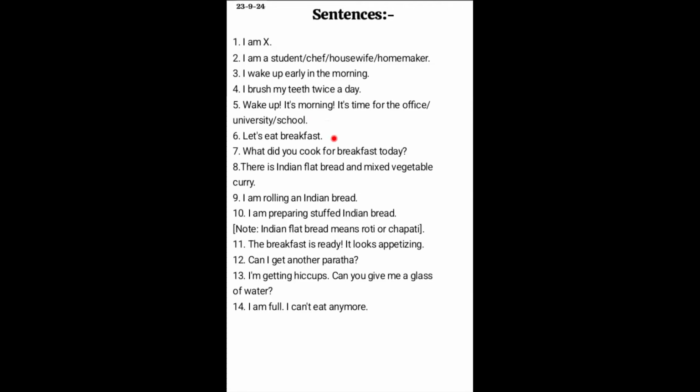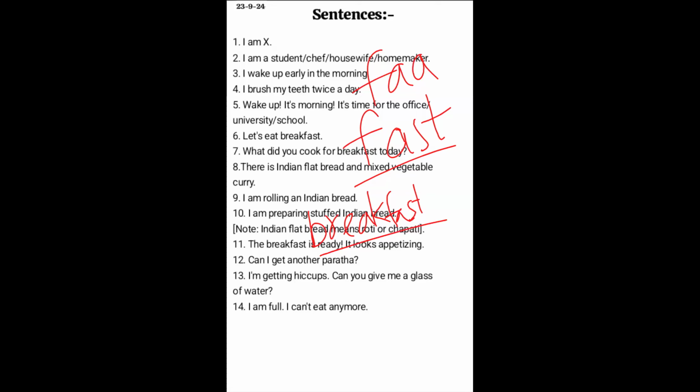Let's eat breakfast. You don't say "break-fast" separately. If you say this word alone, you're going to say fast. But when these two words are put together as one word, आप इसे कहेंगे breakfast, not fast. अगर आप इसे separately पढ़ेंगे तो आप बोलेंगे fast. But this is a compound noun, so you're going to say breakfast. Clear? Yes, ma'am.